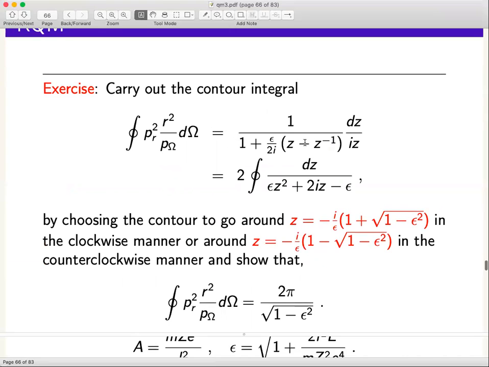Again, I forgot the integral sign here because I have just copied it from there. And when you do this integral, you get an expression like this. Choose the contour which goes around z is equal to this quantity in a clockwise manner, or choose a contour where z is equal to this quantity in the counterclockwise manner. In other words, you choose the original integral contour to be z is equal to some real part minus I epsilon, a line which is parallel to the real axis.